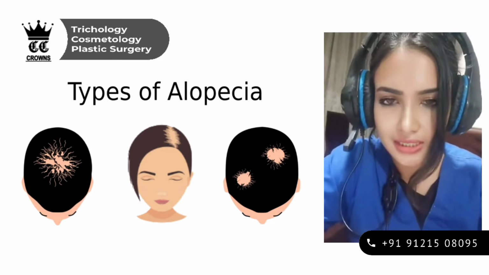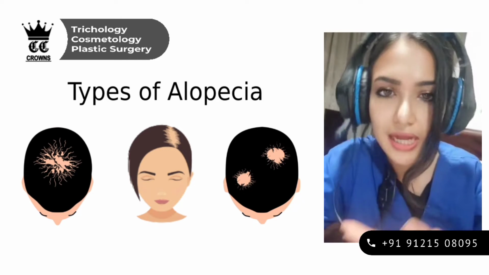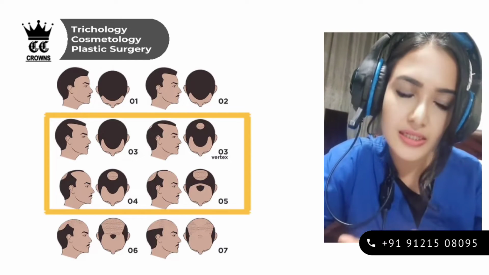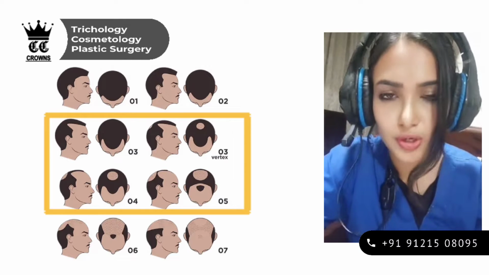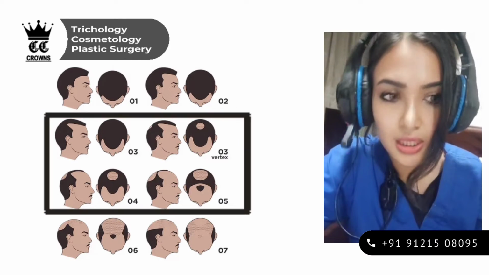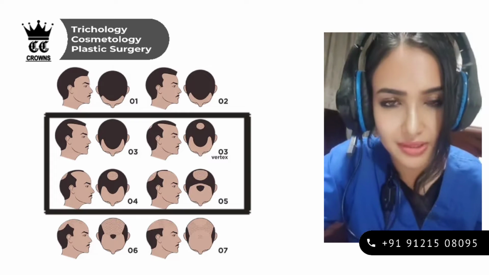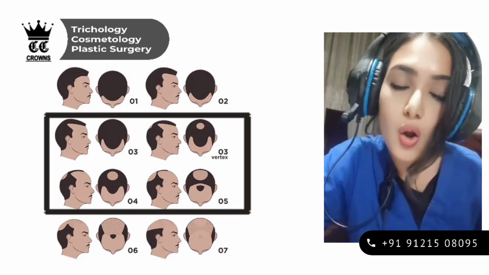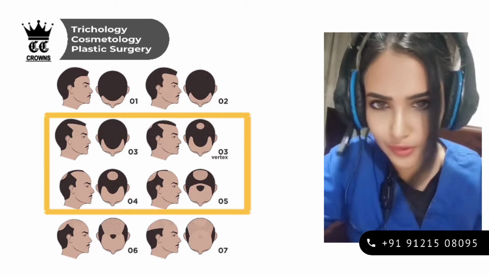If it is androgenic alopecia, we see what type you are. Ideally a type 3 to 5, you are a good candidate for hair transplant. Now if you are a type 6 or a type 7, then you will need multiple sessions. It also depends on your donor area capacity.